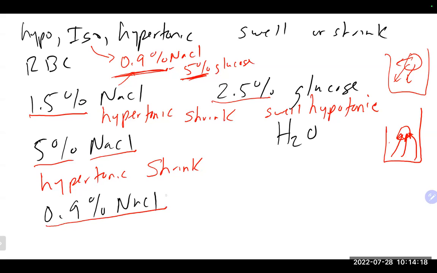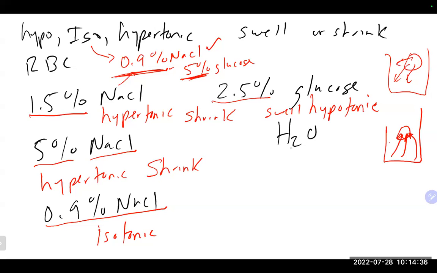0.9% sodium chloride is exactly an isotonic solution. So this would be isotonic, and really the cell will be okay. Nothing's going to happen. It's not going to shrink, obviously, or burst. You'll have equal flow of solution in and outside of the cell.